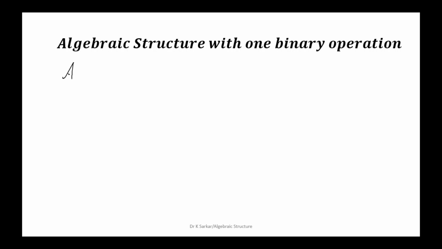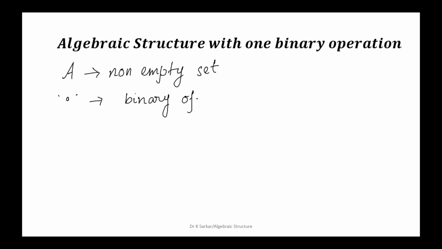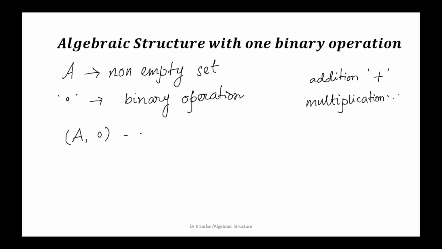Let us take A as a non-empty set, and ∘ as a binary operation. Here ∘ may be the operation addition or multiplication or any other operation. (A, ∘) is called an algebraic structure.